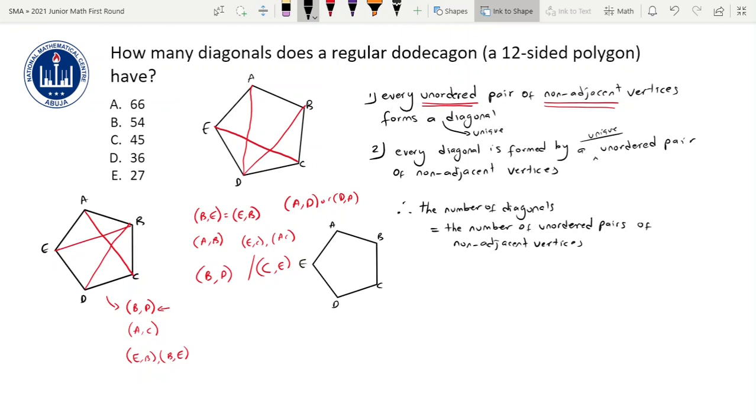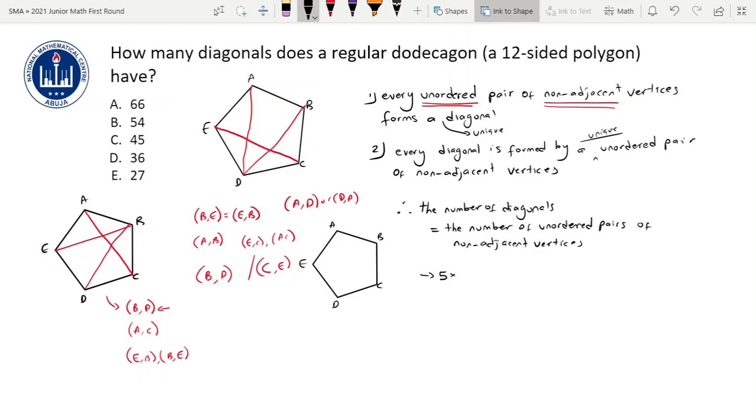So let's say we're trying to generate unordered pairs of vertices of this pentagon. Or let's say we're trying to generate pairs initially. They're going to be pairs of non-adjacent vertices. We're going to have 5 options for the first item of that pair, since we can pick any vertex to be the first item in that pair of vertices.